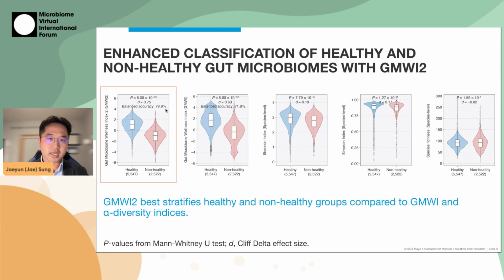And this is important since alpha diversity indices, which are traditionally used in the literature to denote health, although they weren't really designed for such purposes, have no intrinsic cutoff to distinguish different classes.